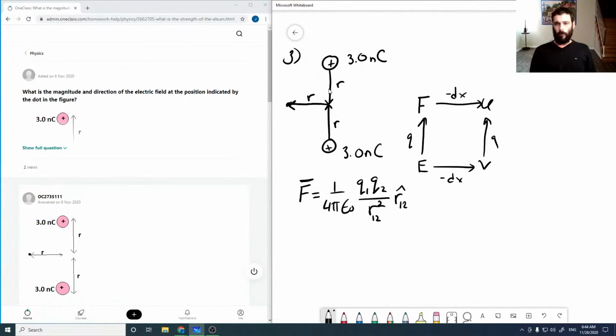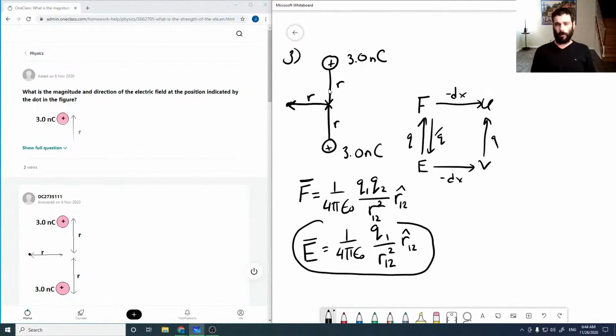So going from force to electric field would be division by Q, so we get rid of one of those Q's. Then E is 1 over 4 pi epsilon naught, Q1 over R12 squared, R12 hat. Okay, so that's our E field expression that we're going to use to solve this.